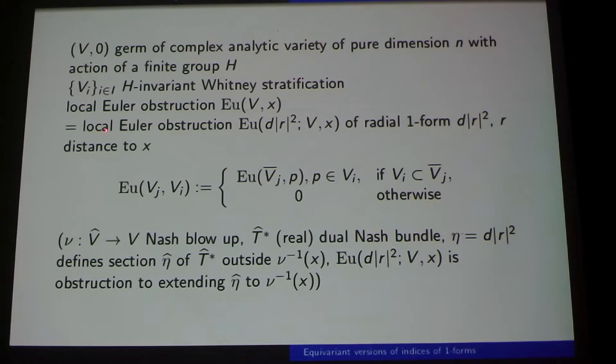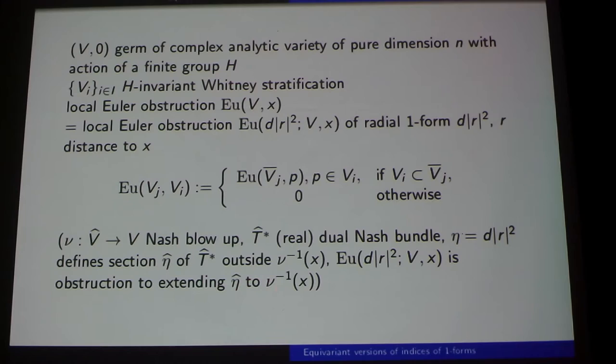And let me briefly recall how this local Euler obstruction of a one-form is defined. So you consider a Nash blow-up of V, and you consider a real dual Nash bundle on V hat, and then for eta, which has zero at x, defines a section eta hat of this dual Nash bundle outside the pre-image of the singular point x. And then this local Euler obstruction is defined as the obstruction to extending this eta hat, which is defined outside the pre-image of x, to a neighborhood of the pre-image of x. So this is the classical notion.